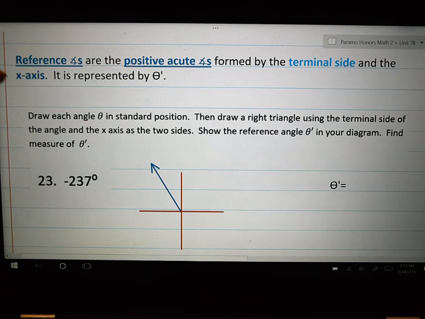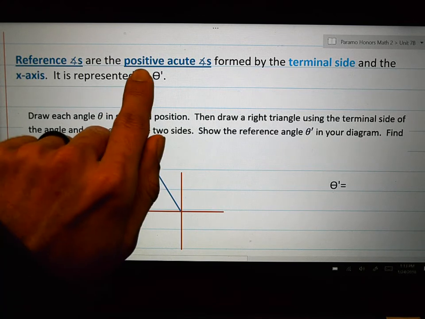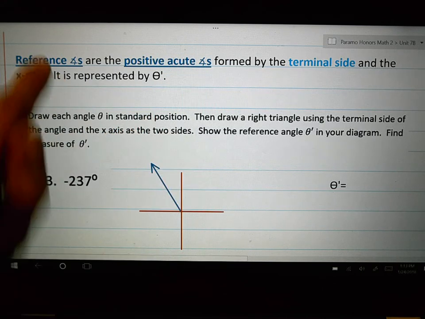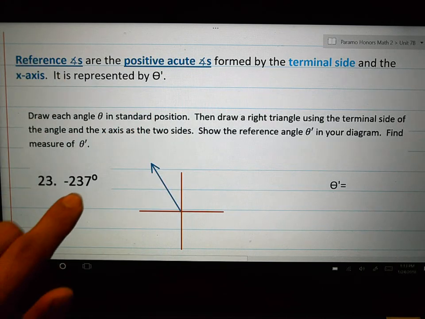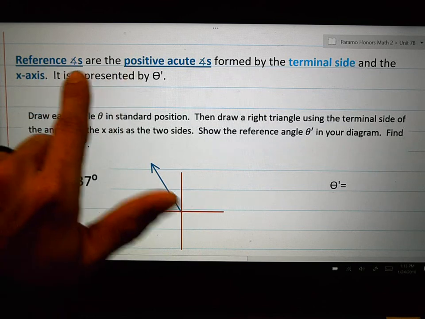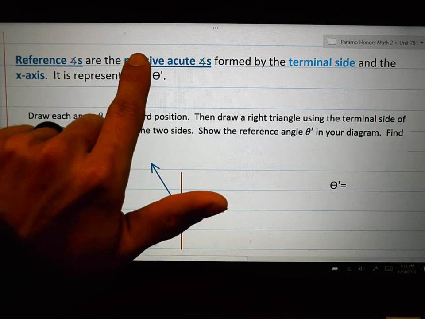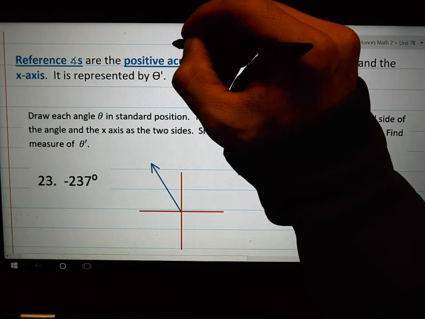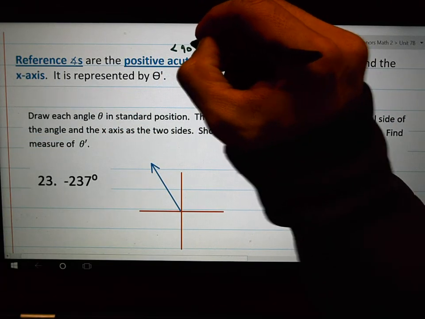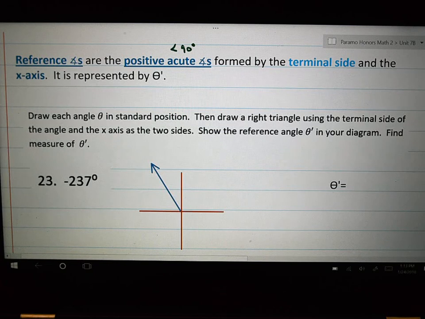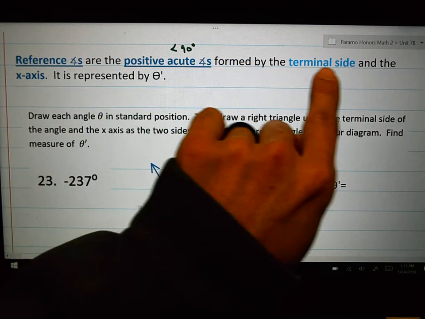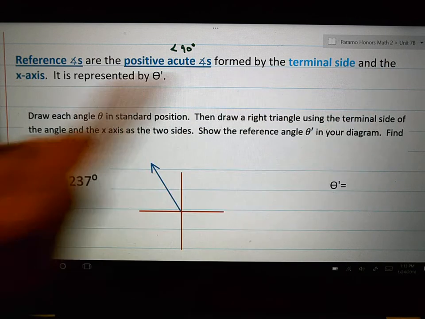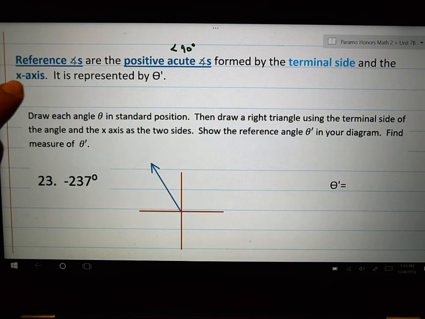What are reference angles? They are the positive acute angles. It doesn't matter if the original question is negative, the reference angle will always be a positive number. It will always be acute. It will always be less than 90 degrees. They are the angles formed by the terminal side and the x-axis. That's important. If you don't know what it is, it's made by drawing it to the x-axis.